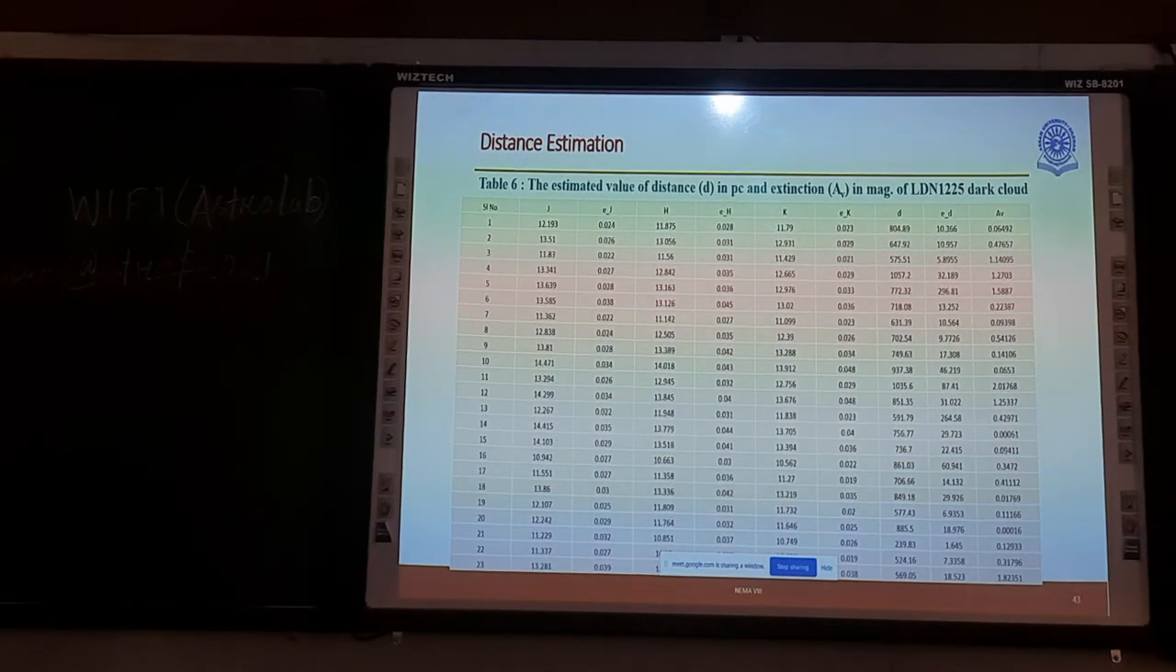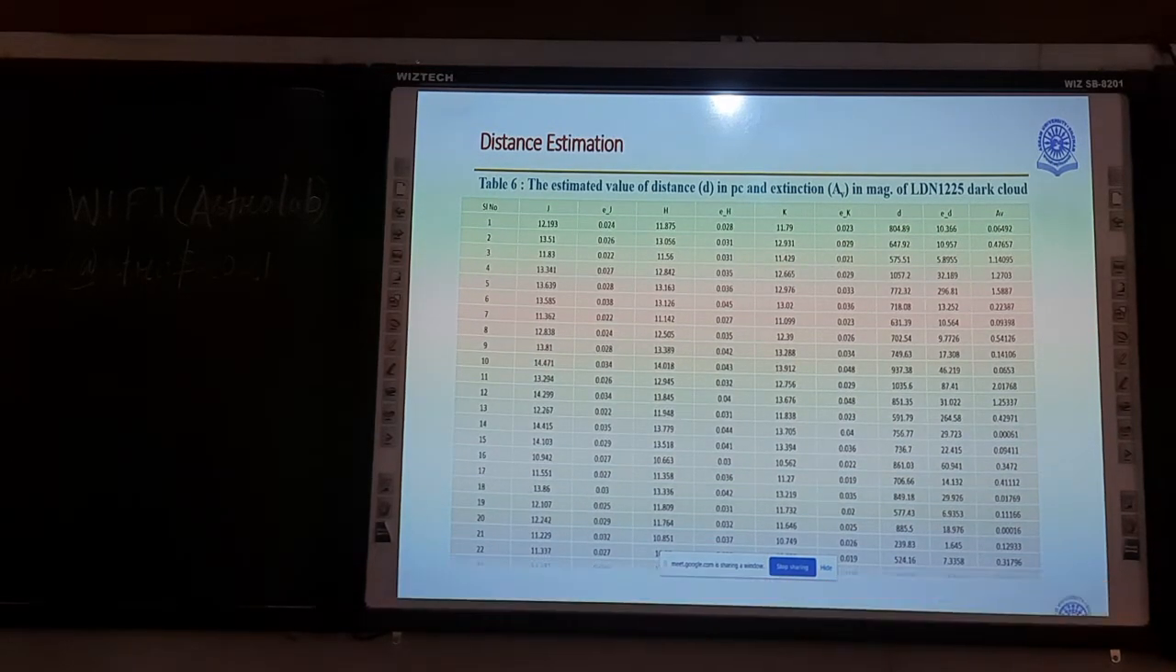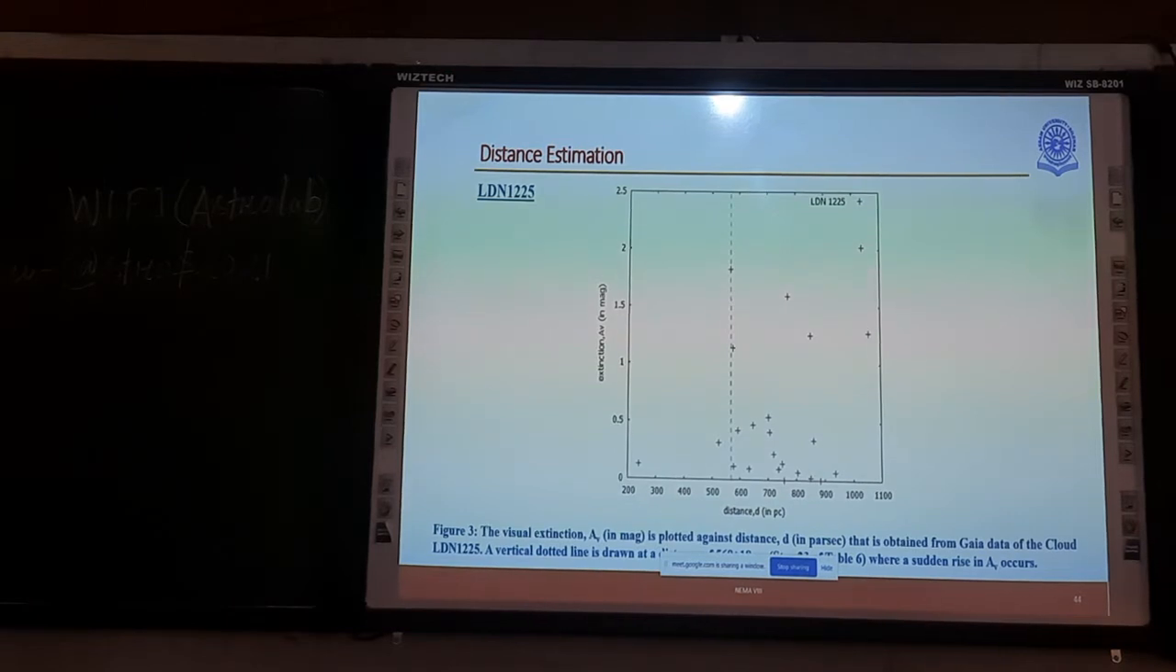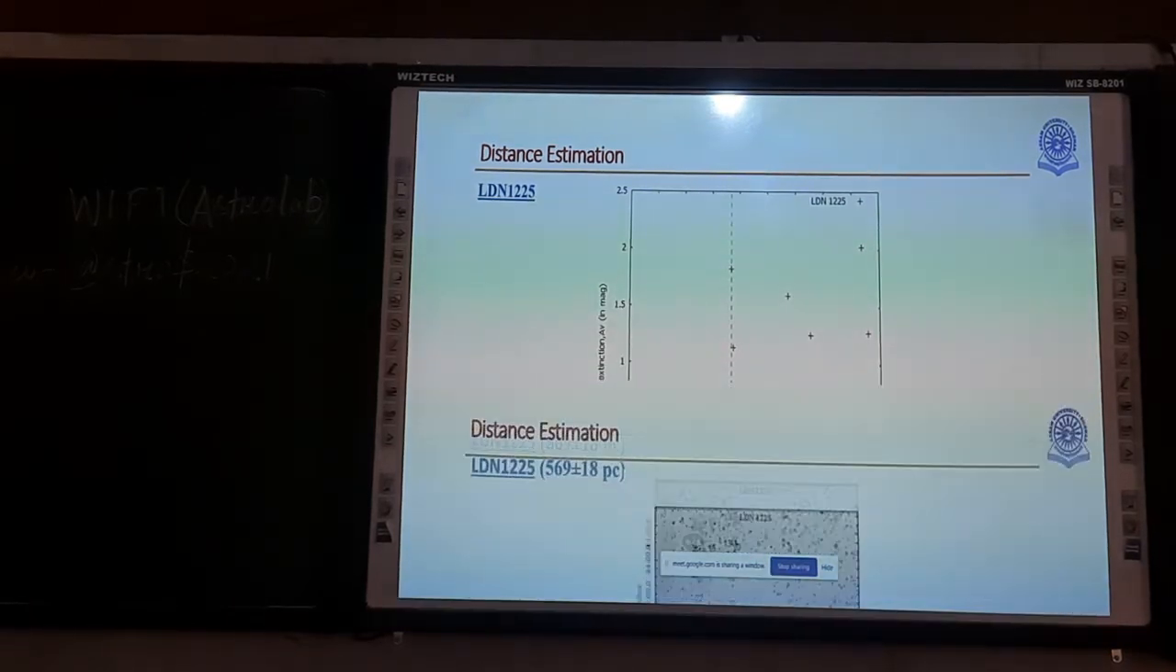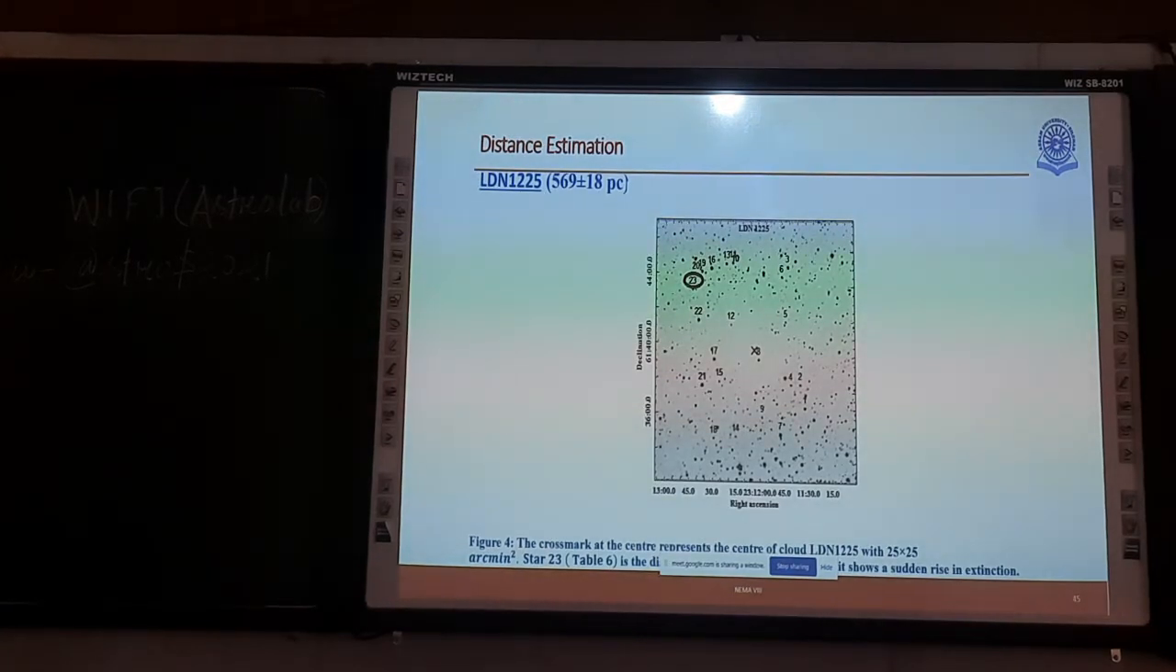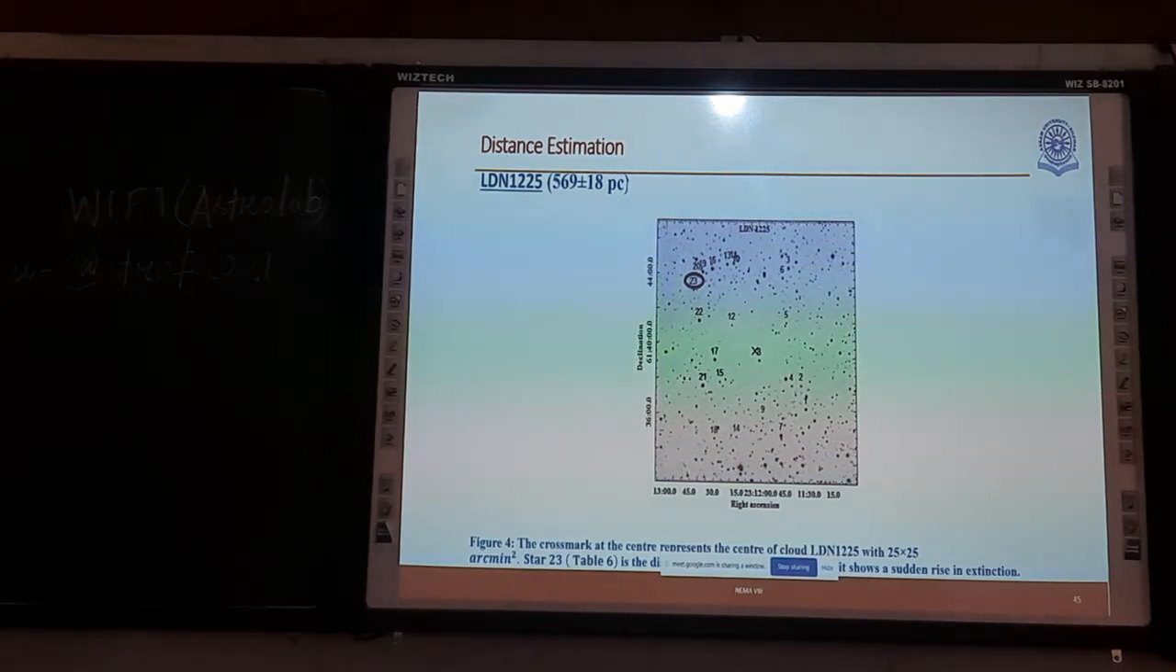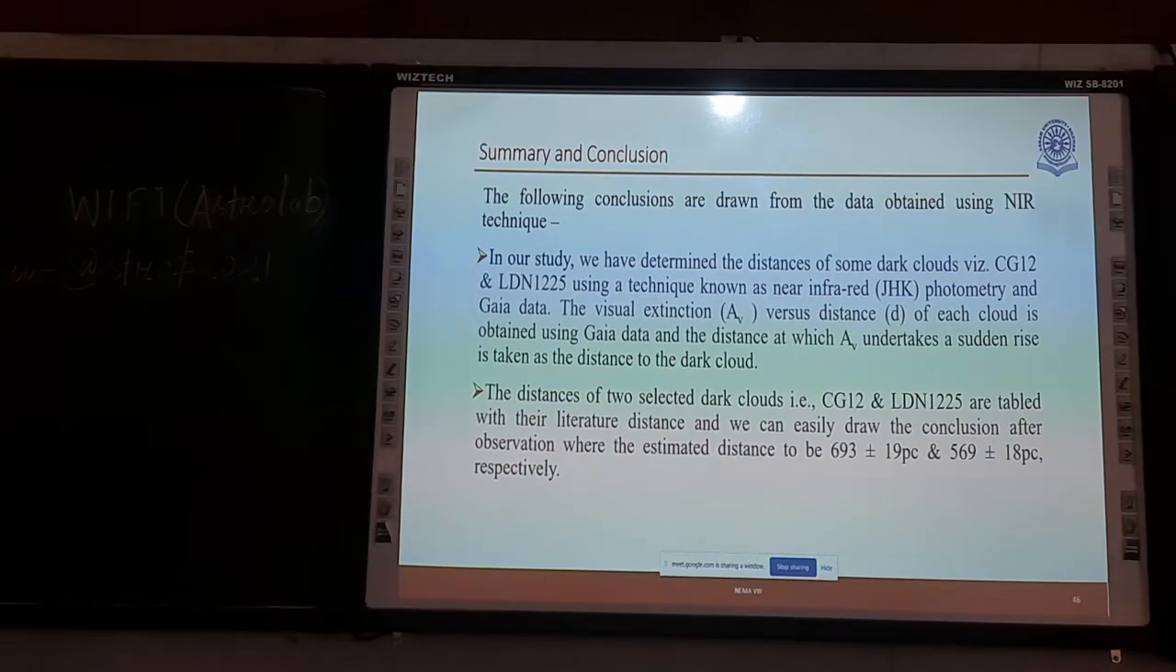And this is the extinction versus distance for LDN 1225. Here also, this is the extinction versus distance curve. And here also the postmark indicates the center of the cloud, and this is star number 23, where there is a sudden increase, and this indicates the extinction.